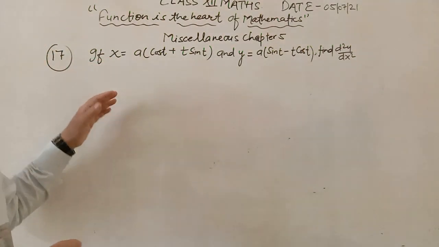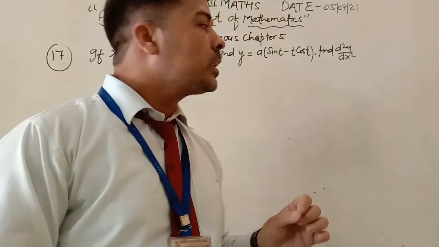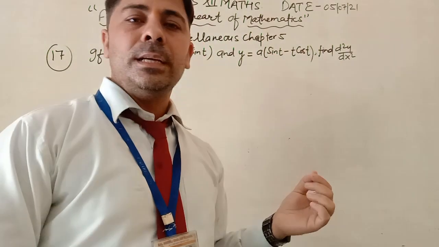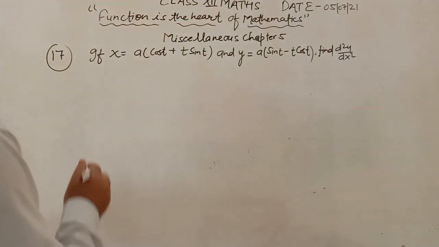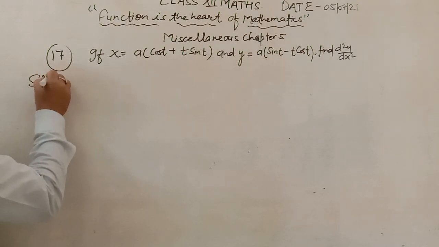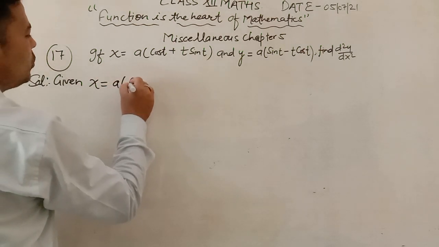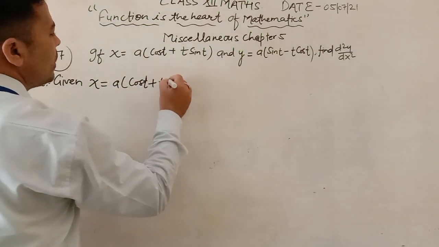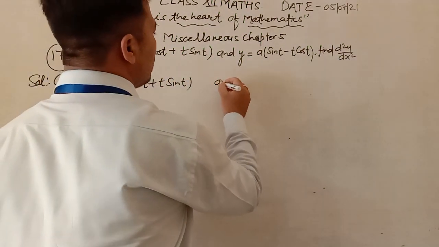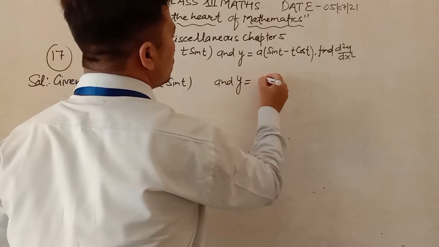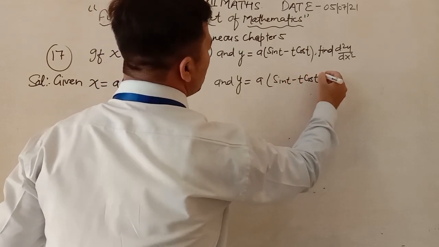So firstly you need to find out the value of dx upon dt and dy upon dt. After that you will find out the value of dy upon dx. So here, given x is equal to a cos t plus t sin t and y is equal to a sin t minus t cos t.